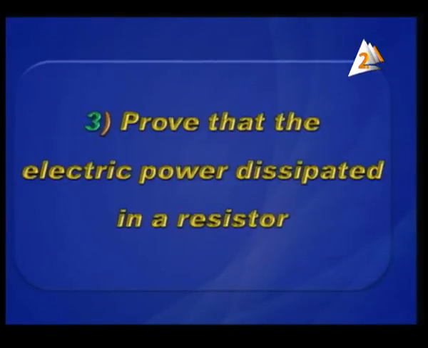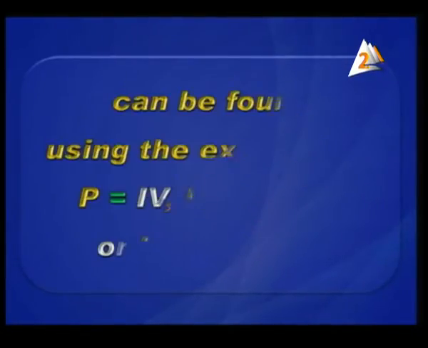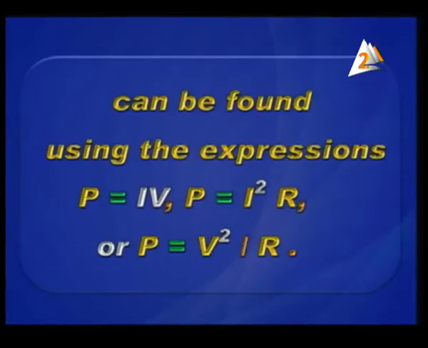Okay, and we've got another question. Prove that the electric power dissipated in a resistor can be found using the following expressions. Power can be determined by the formula IV. It can be determined by the formula I squared R or V squared over R.